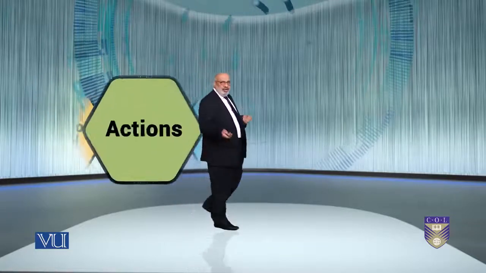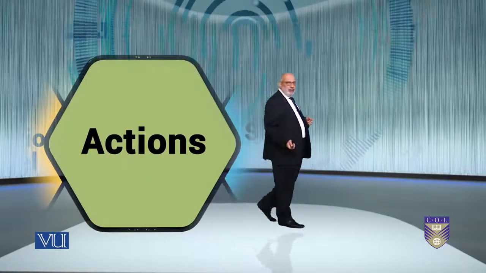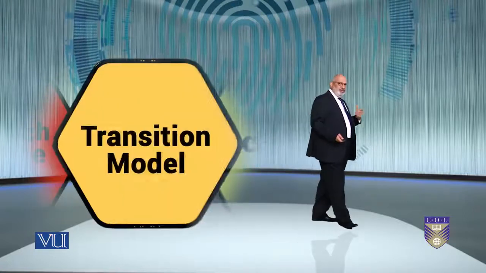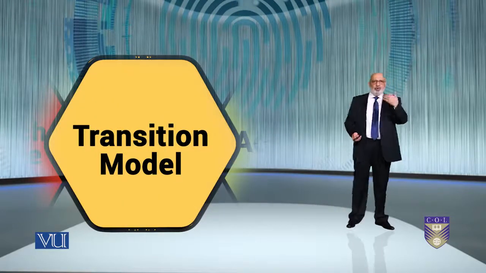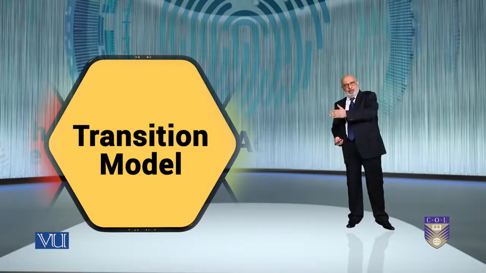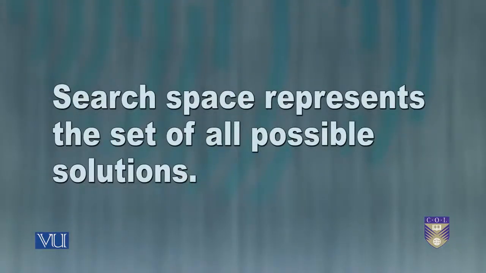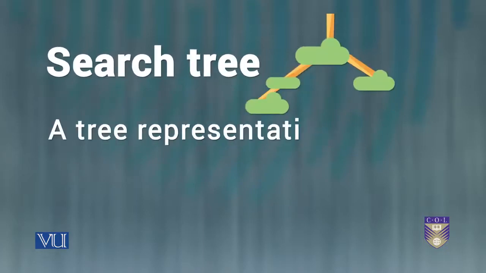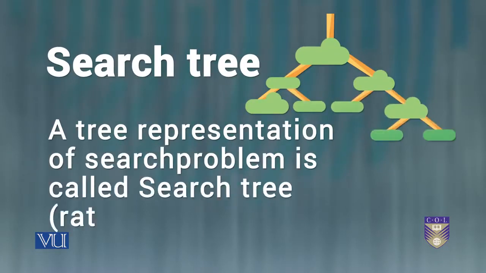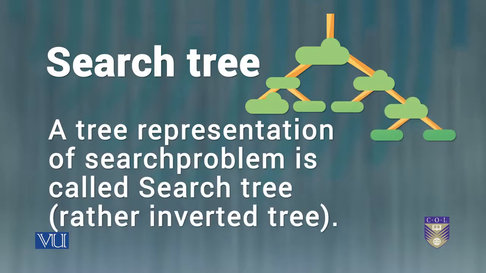And then the actions that you can take in the search space, and something called a transition model, which is how do you move from one state to the next one. And fundamental thing, once again, one more time, the search space represents the complete set of all possible solutions. Tree representation of a search problem is called a search tree, rather inverted tree.